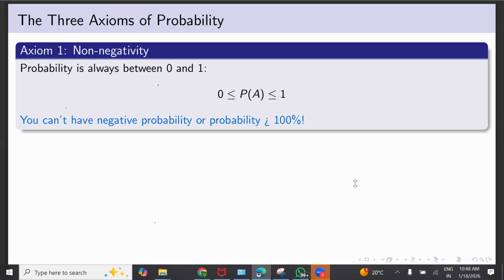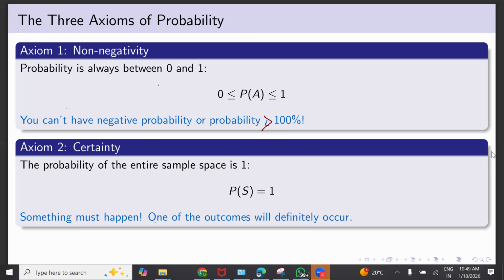So technically you cannot have negative probability or probability greater than 1. Always remember, there is a typo over here. Whenever this question mark is there, I think I will correct it. So please read it as greater than. So you cannot have negative probability or probability greater than 100.